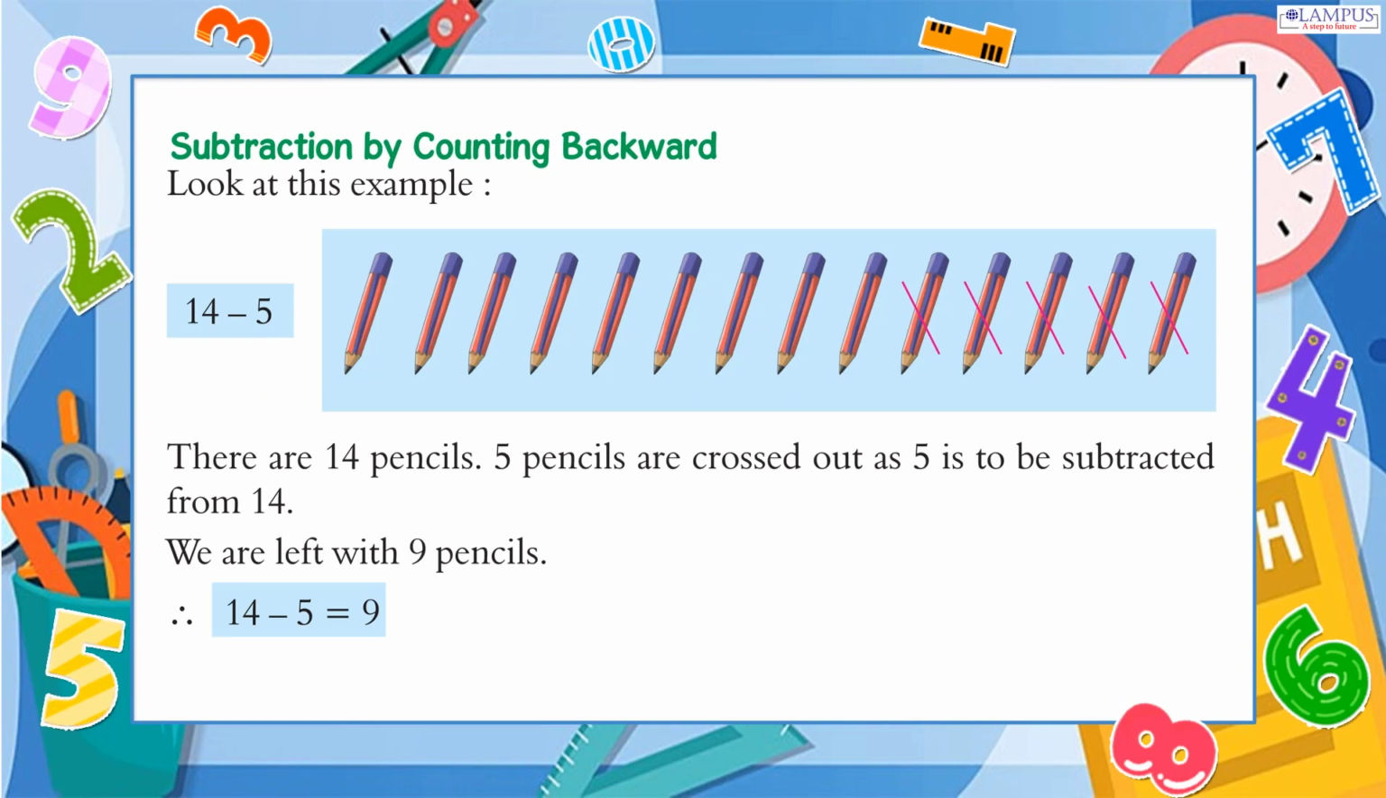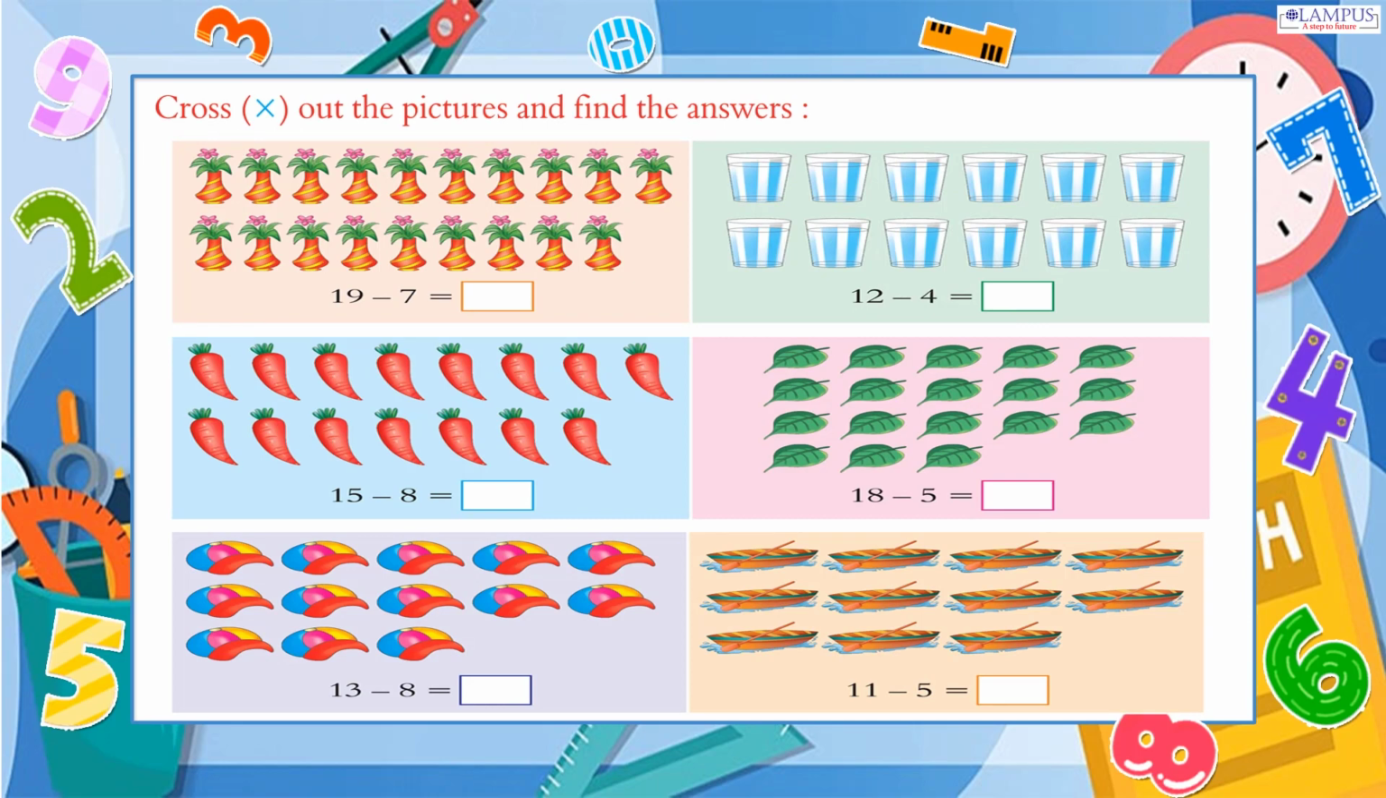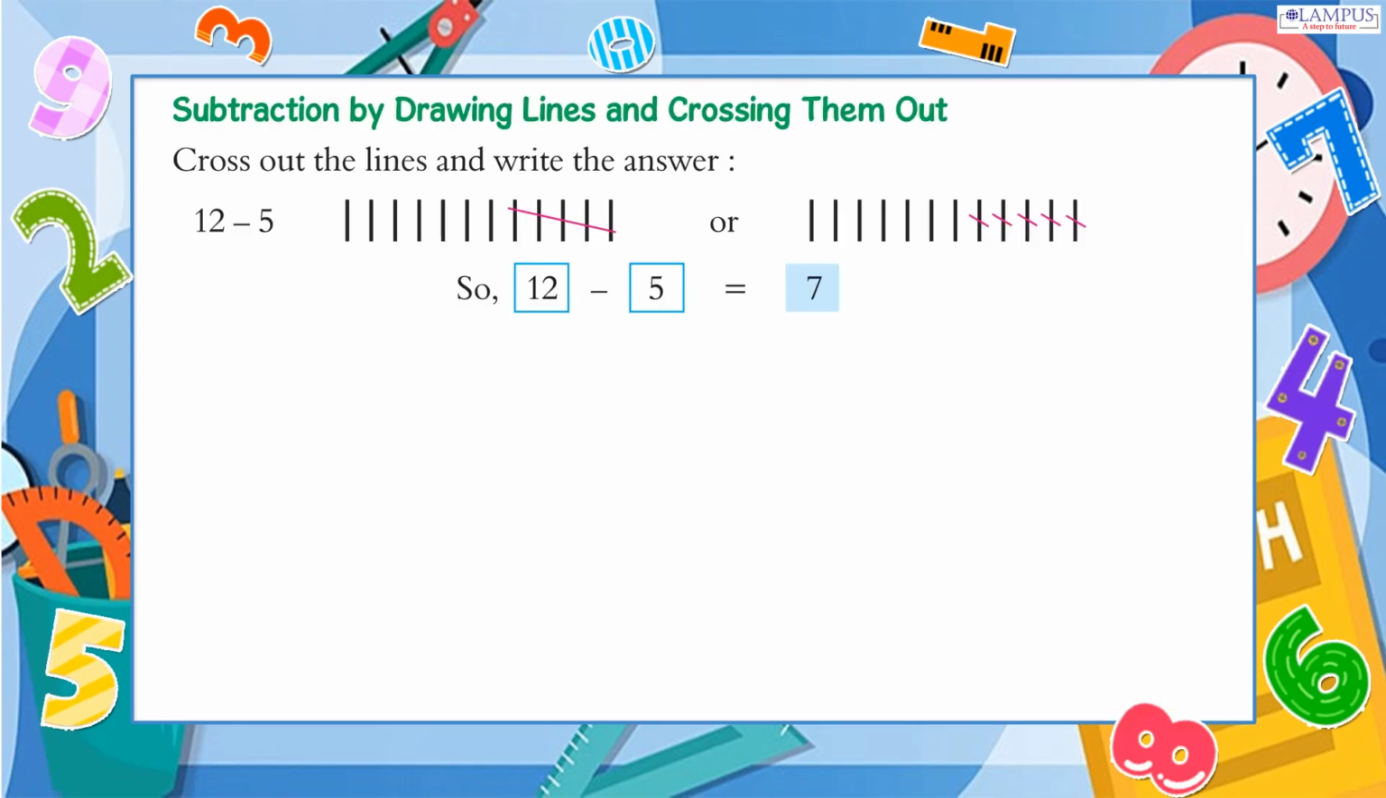Subtraction by crossing out objects. Look at this example. 14 minus 5. There are 14 pencils. 5 pencils are crossed out as 5 is to be subtracted from 14. We are left with 9 pencils. So, 14 minus 5 equals 9. Cross out the pictures and find the answers.